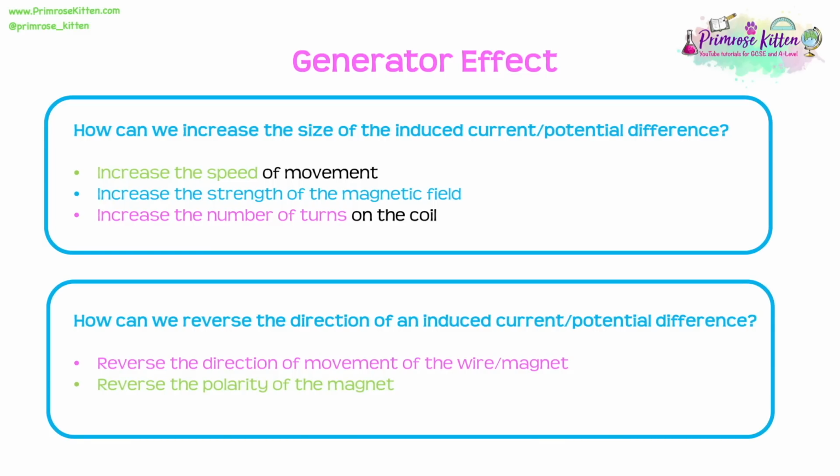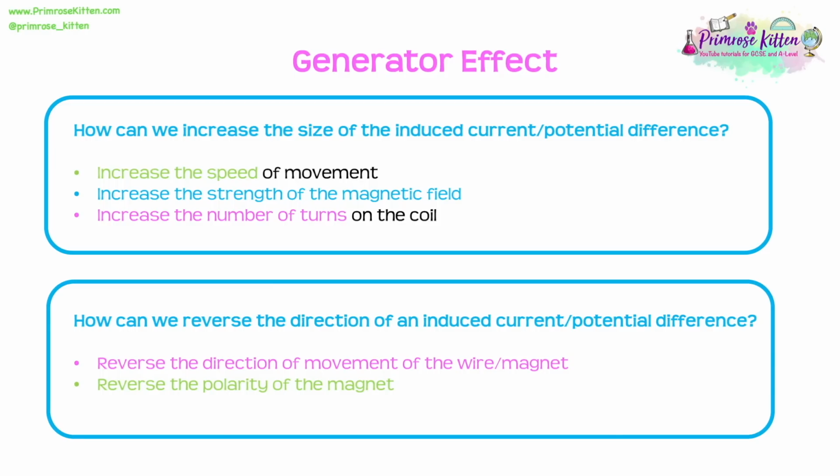Another very, very common question is us being asked how we can reverse the direction of that induced current or potential difference. And in this case, we can reverse the direction of the movement of the wire or the magnet. So for instance, instead of inserting the magnet into the coil, you could remove the magnet from the coil. Or we could reverse the polarity of the magnet. So instead of putting the north in, you could put the south into that coil.